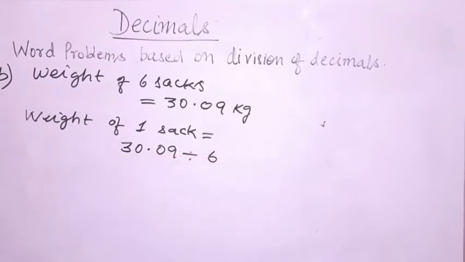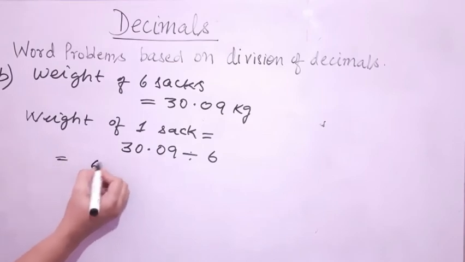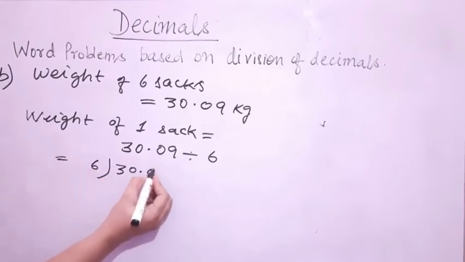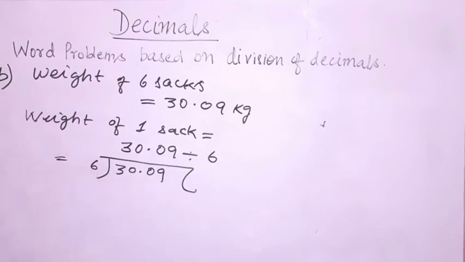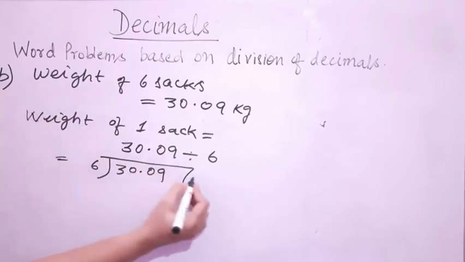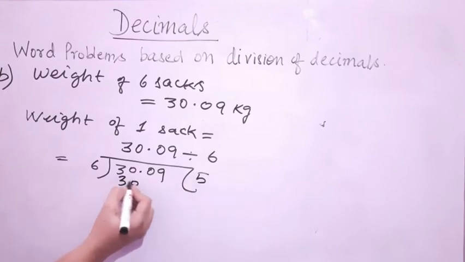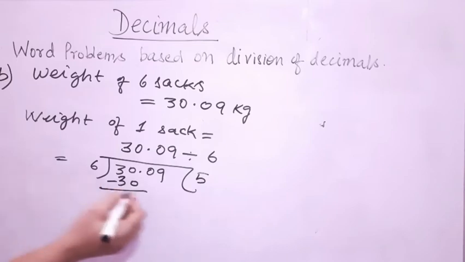Now we have to perform the division, students. So in the next step, we will perform the division. So 30, does it come in the table of 6? Yes, it comes in the table of 6. 6 fives are 30. Now as you can all see, there is a decimal point after 30.